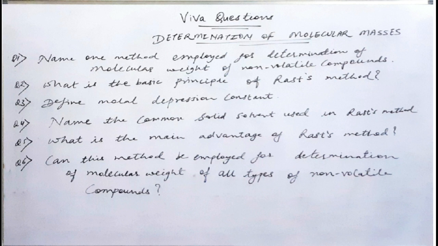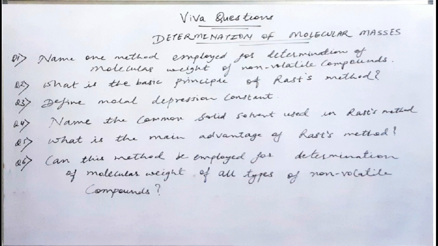Second, what is the basic principle of Rast method? See what happens when a pure substance, that is solvent, is mixed with a non-volatile solute. The melting point of this mixture lowers down than that of the pure compound, which is known as depression in freezing point. Now this extent of depression in freezing point basically depends upon the molecular mass of the solute which you are adding. And that is the principle of this method.